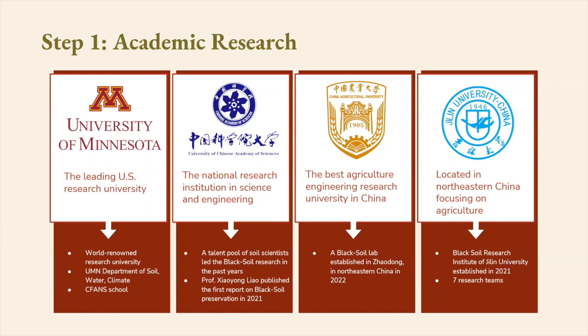And next is the Chinese Agricultural University. This is the best agricultural engineering research university in China right now. And last year, just several months ago, they established a black soil lab in Zhaodong, which is a city in northeast China. This is where the black soil is majorly located. The last one is Jilin University. This is also located in the northeast of China, and they also have a specialty in agriculture.